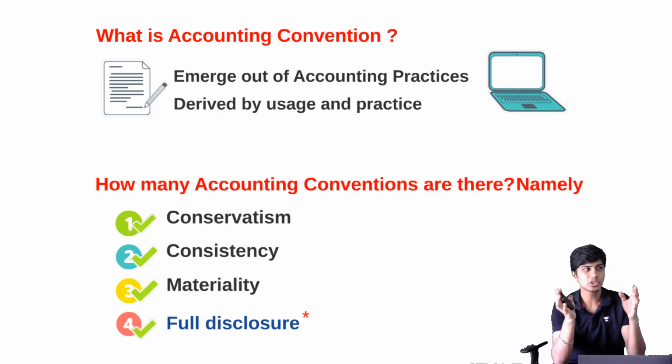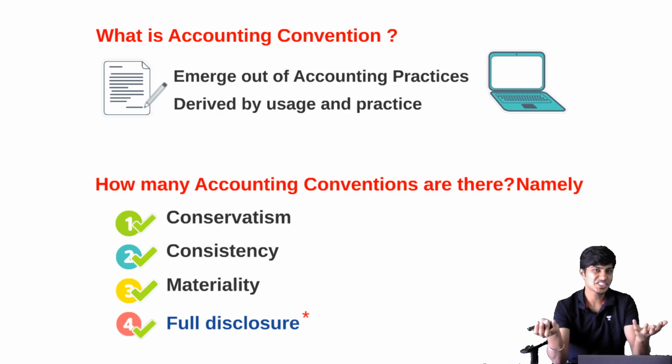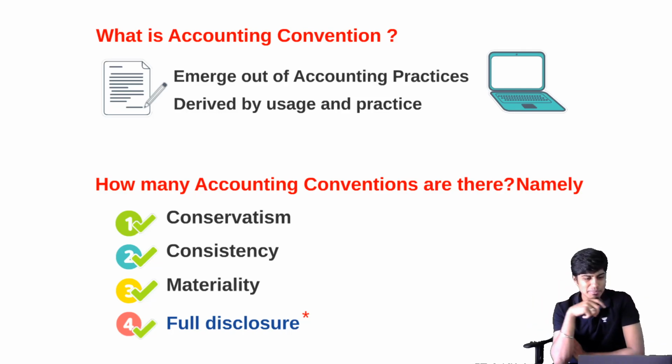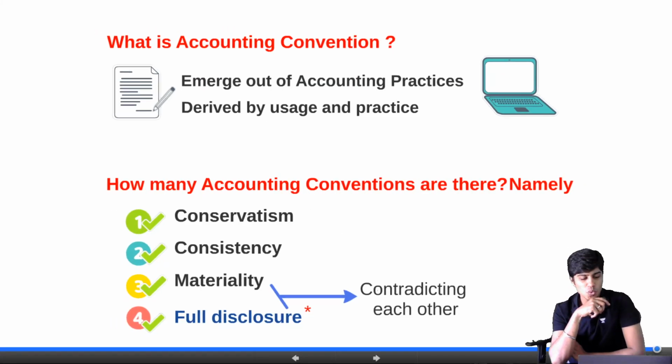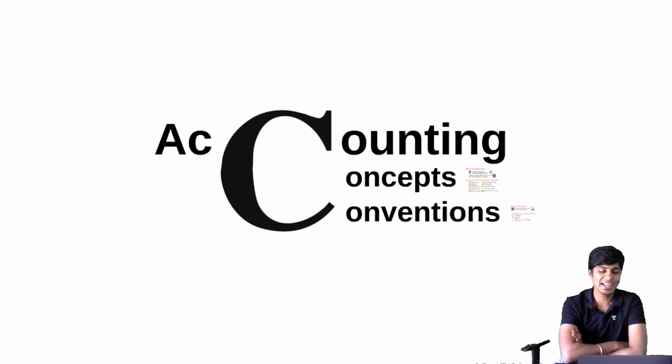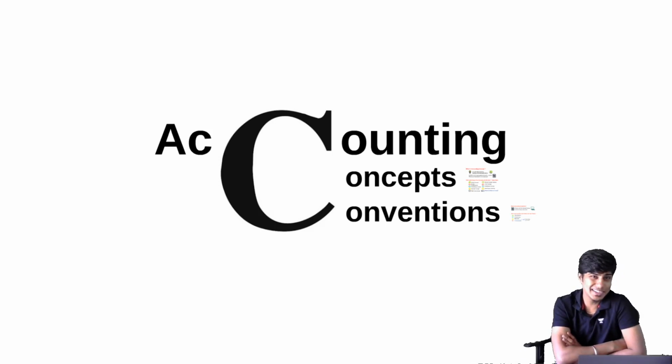Material items will be disclosed on the face of the financial statements. Immaterial items will be disclosed somewhere in the attachment loosely later. You don't have to pay additional stress on it. Got it? That, my friends, is the discussion of accounting conventions, and I hope you did understand the entire concepts and conventions. Quick, super quick marathon revision that we did.